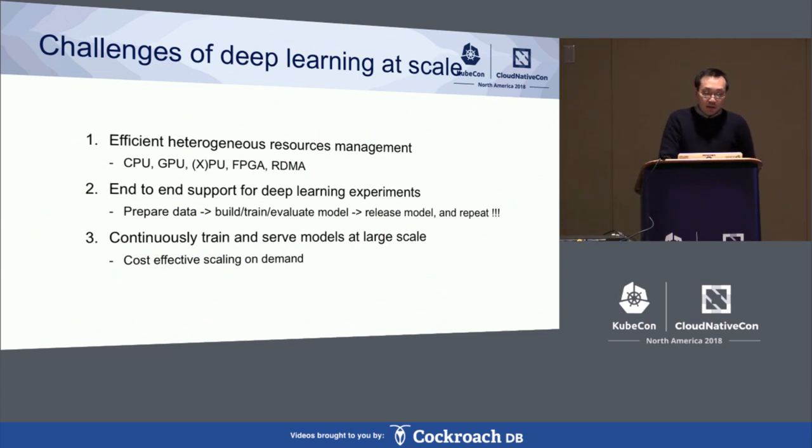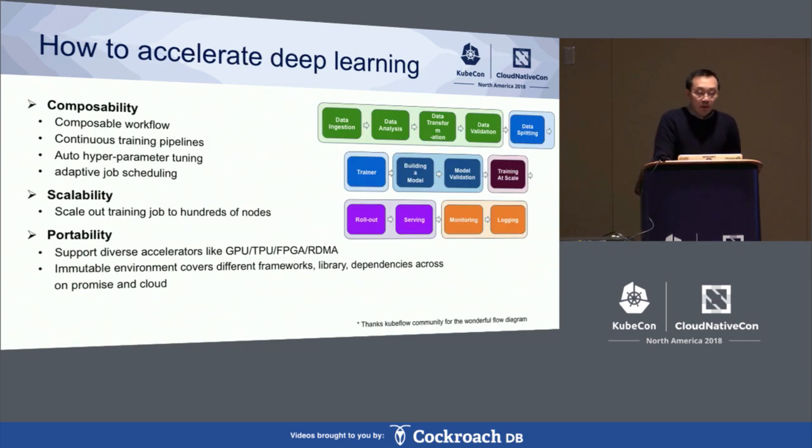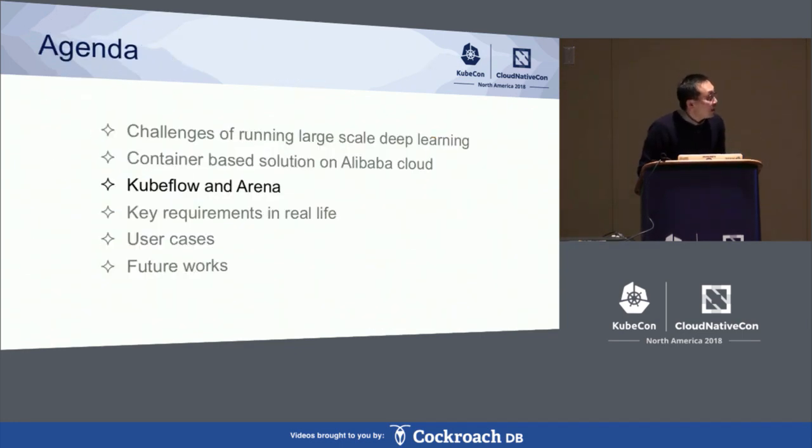And thirdly, the challenge is continuously training and serving the model at large scale. That means we need to make sure that all the training jobs can scale out on demand, just on demand. And meanwhile, all the jobs can run with optimized cost. The reason is simple, because GPU is quite expensive, right? We need cost-effective running. Okay, so that's just a brief look at the key challenges and characteristics when we're running a deep learning job on the cloud at scale.